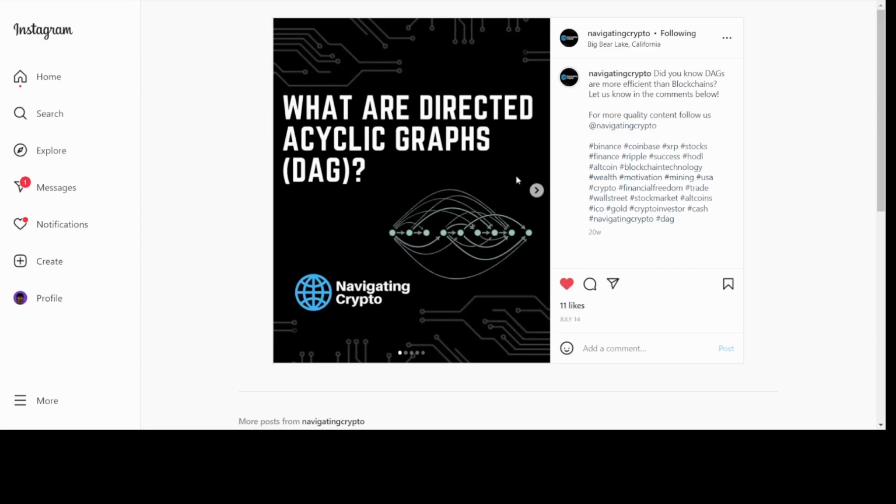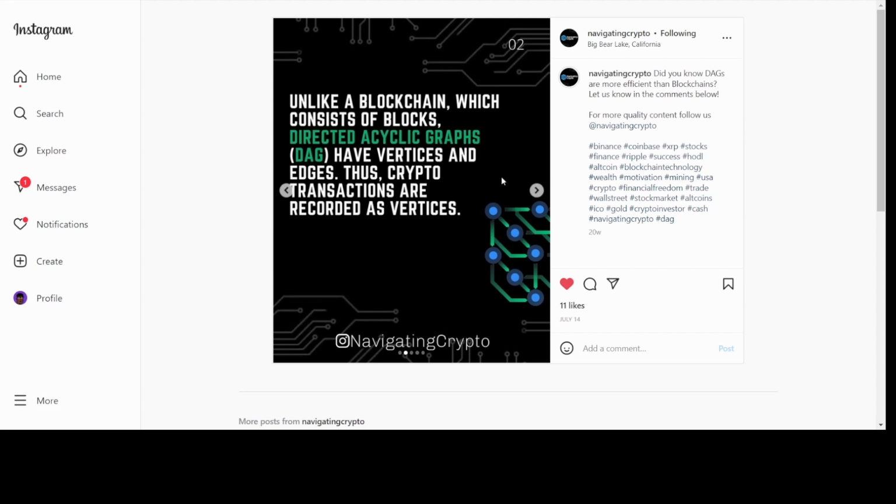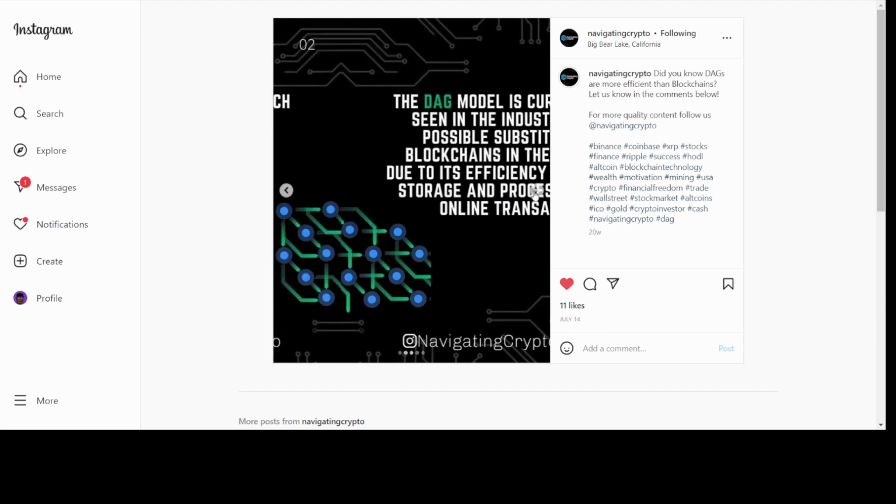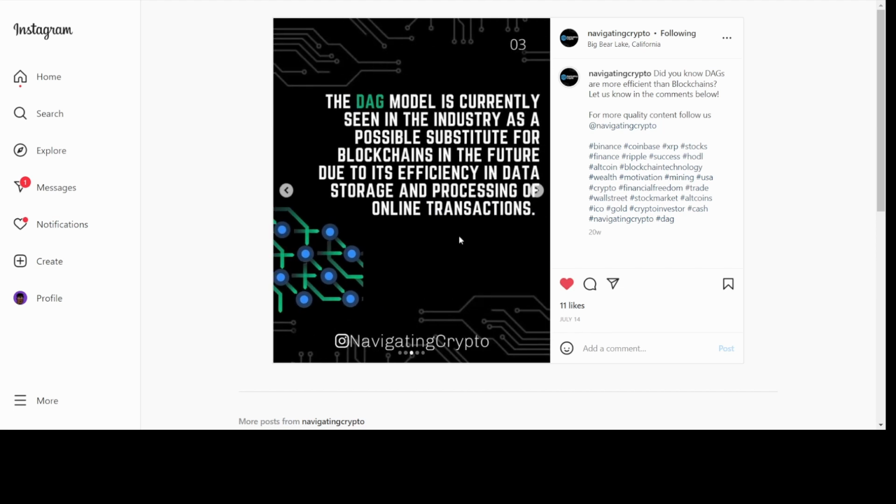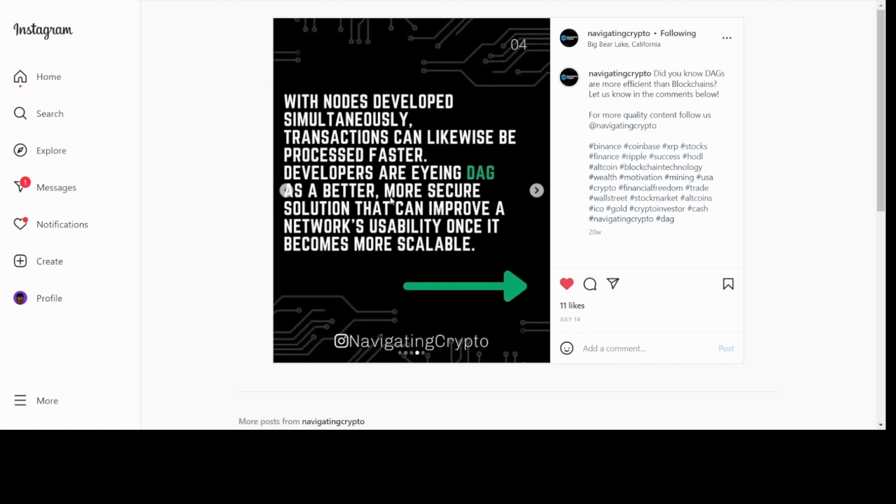So on Navigating Crypto, they explain DAGs. Unlike a blockchain, which consists of blocks, DAGs have vertices and edges. Thus, crypto transactions are recorded as vertices. The DAG model is currently seen in the industry as a possible substitute for blockchains in the future due to its efficiency in data storage and processing of online transactions. With nodes being developed simultaneously, transactions can likewise be processed faster. Developers are eyeing DAG as a better, more secure solution that can improve a network's usability once it becomes more scalable.